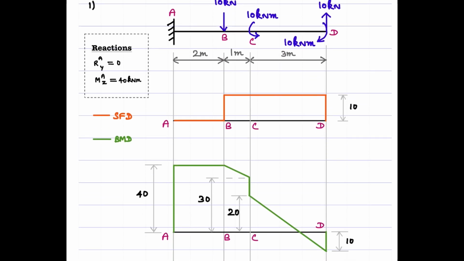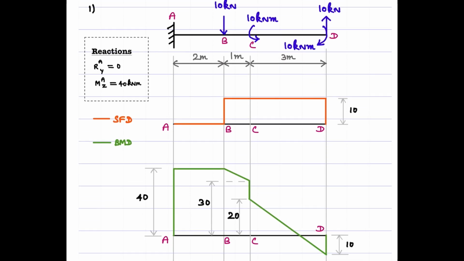Next, we are going to draw the bending moment diagram. Here we see that we have a 40 kilonewton meter clockwise reactive moment. Therefore, it should start with this 40 kilonewton meter ordinate, which is positive here. Then between this point A and B, you don't have any concentrated moment or even forces acting. Therefore, it should remain a straight line.